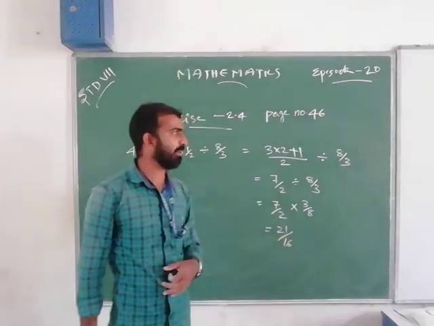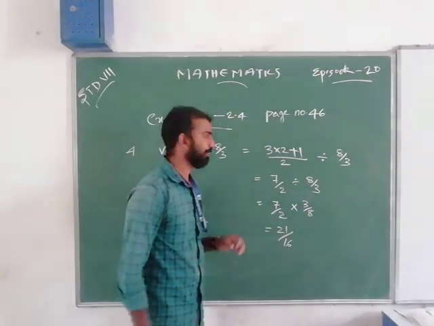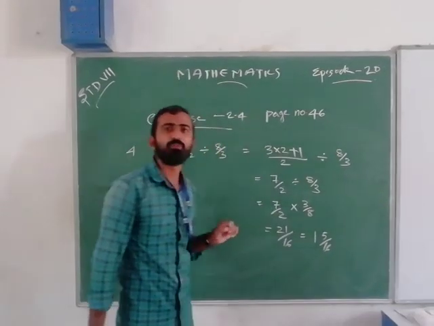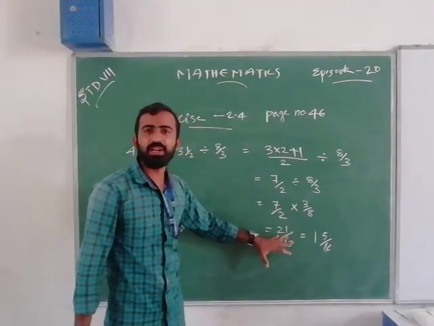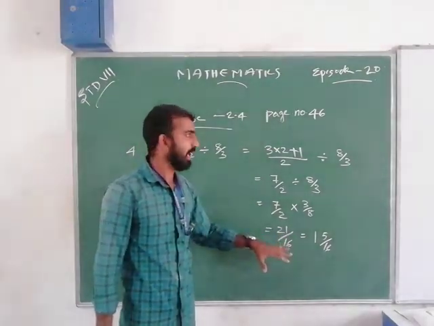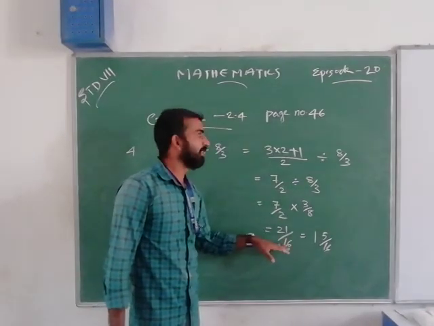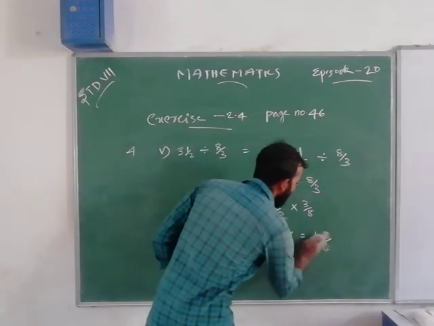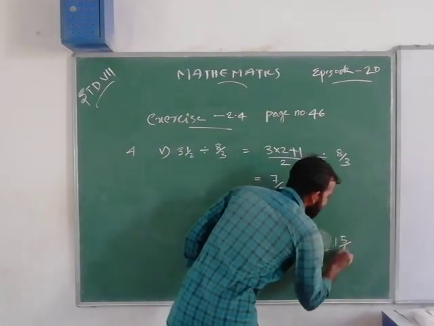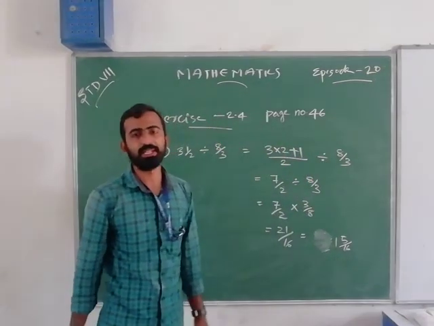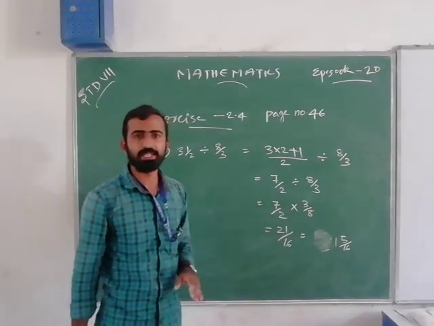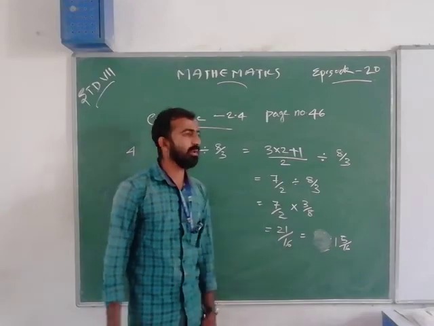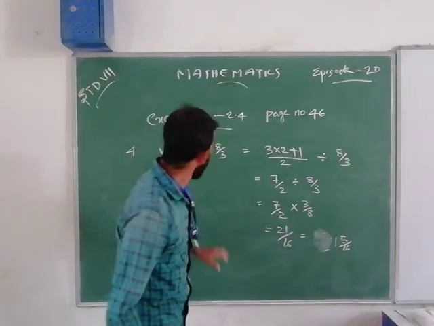This is an improper fraction, so we can write it as 1 and 5 by 16. Here 21 is the numerator and it is larger, and 16 is the denominator and it is smaller, so we can write 1 and 5 by 16. This is an improper fraction, so the answer is 1 and 5 by 16. And this one is the sixth question.